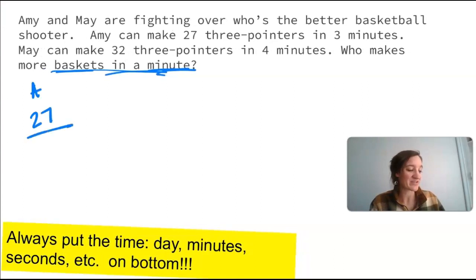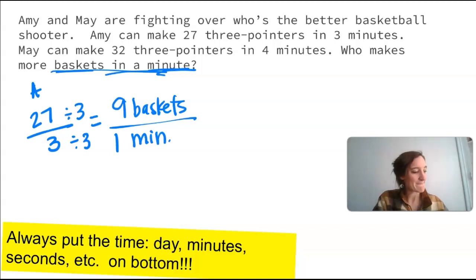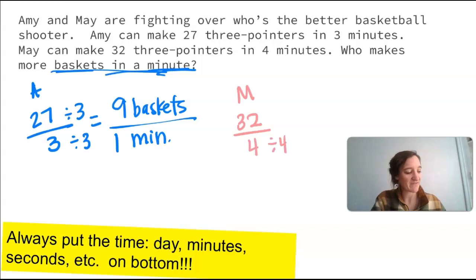Amy makes 27 3-pointers in 3 minutes. What is that as a unit rate? Well, it is 9 baskets per minute, or per 1 minute. Okay. May can do 32 3-pointers in 4 minutes. When we find the unit rate for that, that puts May at only 8 baskets per minute.